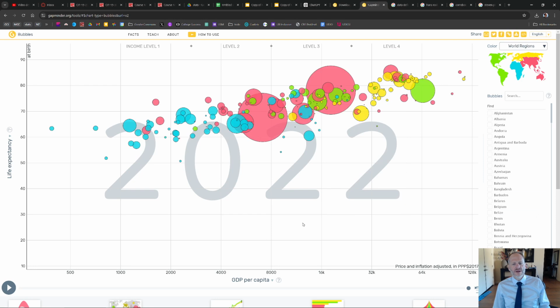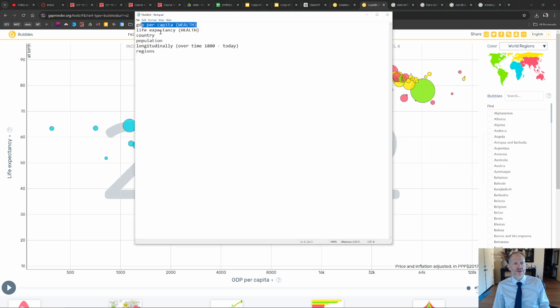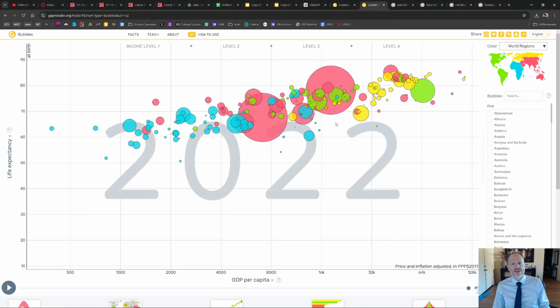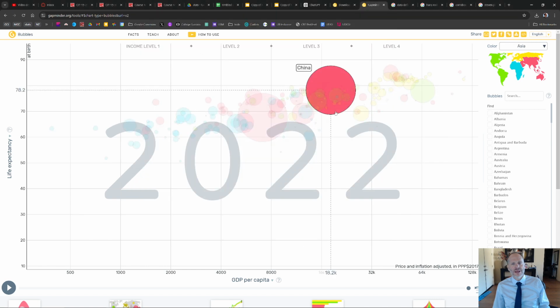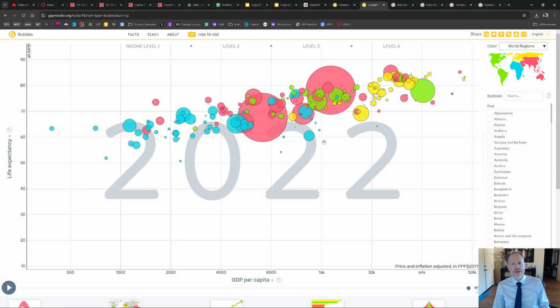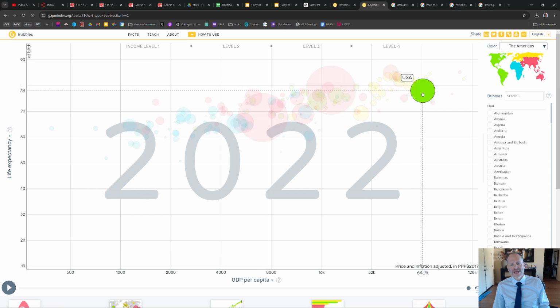Okay, so down here we have GDP per capita on the horizontal axis, and over here we have health, we have life expectancy. So this is the wealth, GDP per capita, and the health of every country. And these balls each represent a country, and the size of the ball represents the population. And so here is China, pretty big, lots of people. Here's India, pretty big, lots of people. Here's the USA, not as big as China and India.